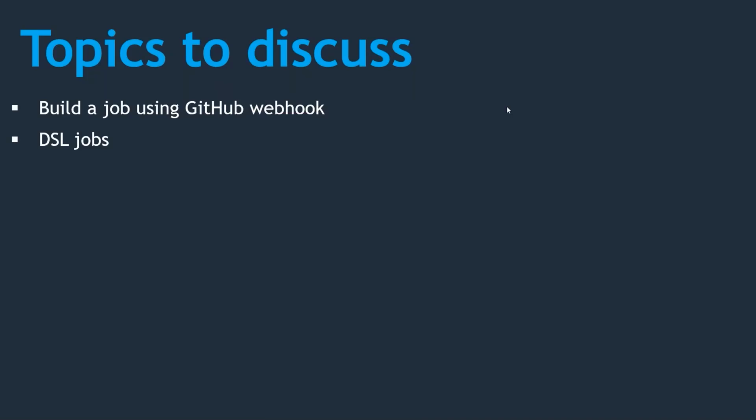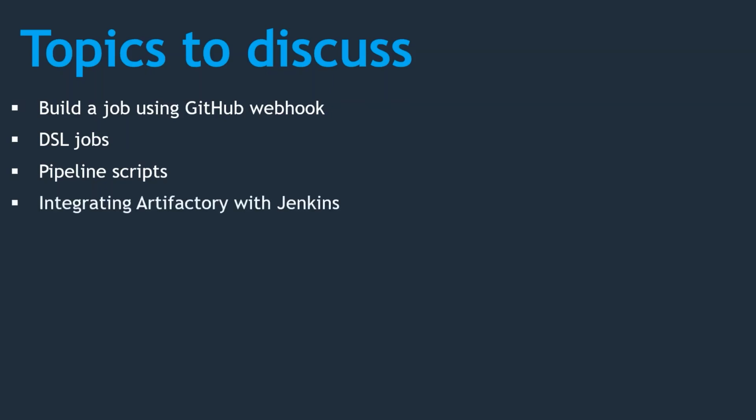In the previous lecture, we discussed how to build by using the GitHub webhook, and also we discussed DSL jobs. In today's lecture, we are going to discuss how we can create pipeline scripts, what pipeline scripts are, and when we need them. Once this is completed, then if time permits, we are going to discuss integrating Artifactory with Jenkins.